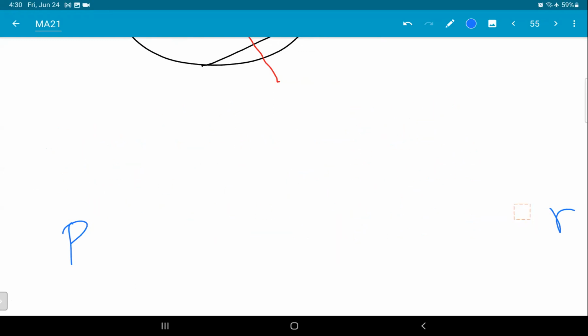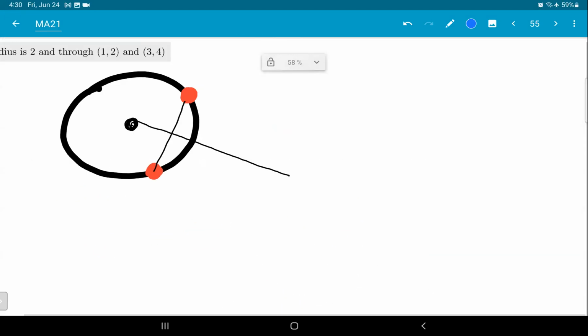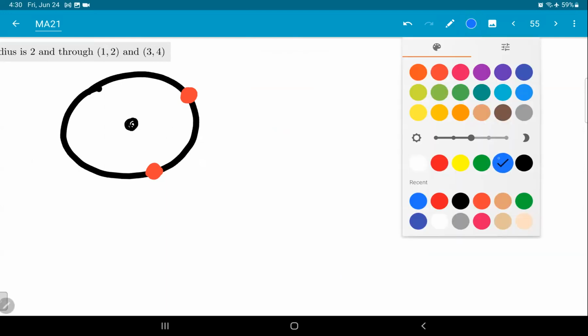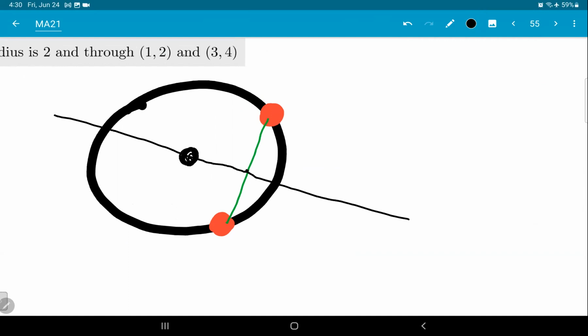And we will use that fact here. So what I do is draw a chord. Yun na nga, yung kanina, this chord here. And draw its perpendicular bisector. So it bisects the line segment and is perpendicular to the line segment, and it will pass through the center. Okay? So how will that help?